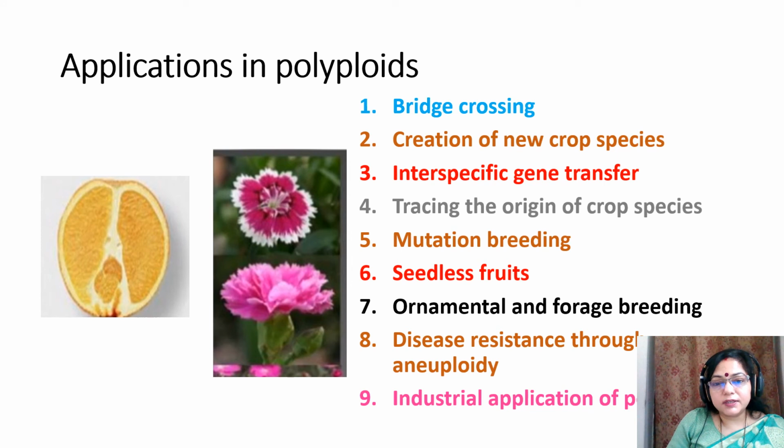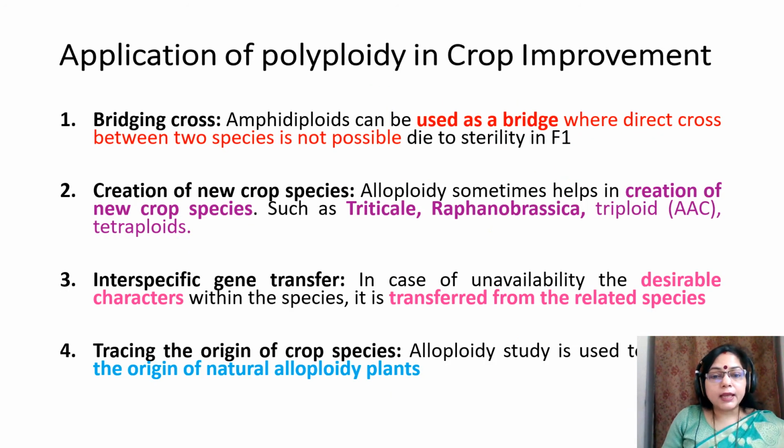Applications of polyploidy: bridge crossing, creation of new crop species, interspecific gene transfer, tracing of origin of species, mutation breeding, seedless fruit, ornamental and forage breeding, disease resistance through aneuploidy, and industrial application of polyploids. Bridge cross. Amphidiploids can be used as a bridge cross where a direct cross between two species is not possible or dies due to sterility in F1.